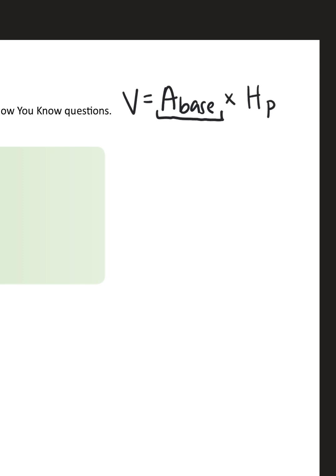So the area of a circle, pardon me, is equal to pi times radius squared, or if you prefer, pi times radius times radius. And then we'll still have the height of the cylinder. So now we've got area of the base, which is pi times radius squared, times height of the cylinder, or height of the prism.